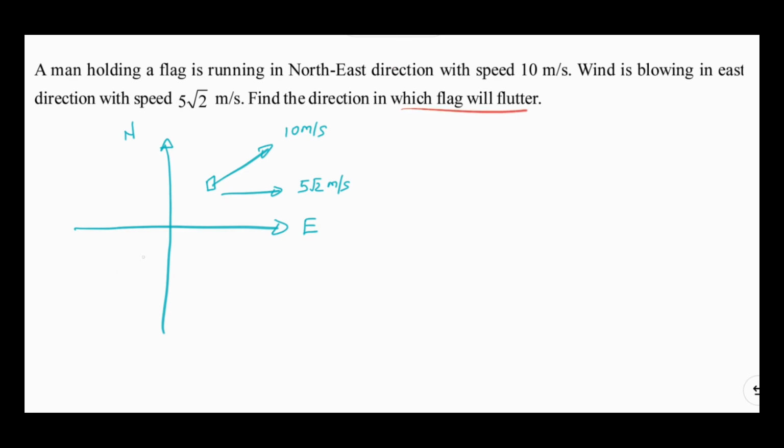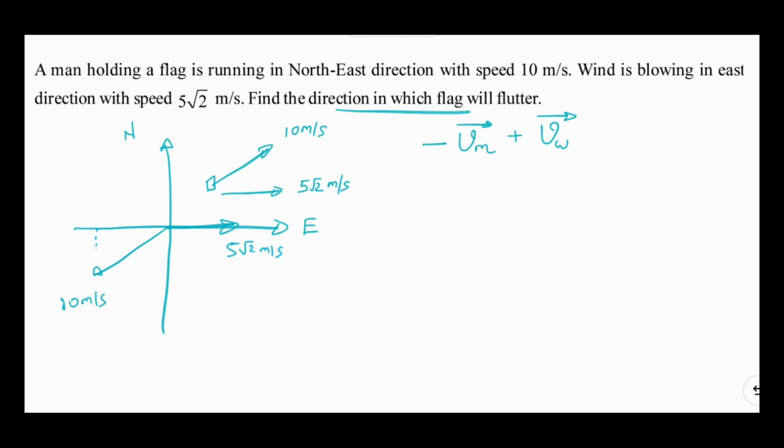In order to find the direction of flutter, we need to take the negative of the velocity of the man and add the velocity of wind to it. The negative of the velocity of the man is in this direction and its magnitude is 10 meter per second, and we need to add the velocity of wind, which is along east direction, 5√2 meter per second.